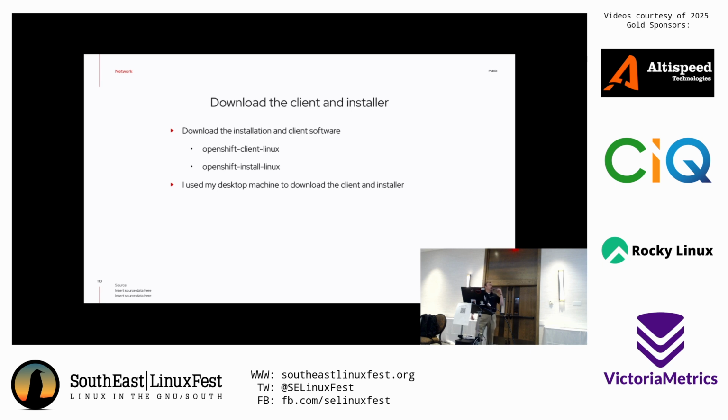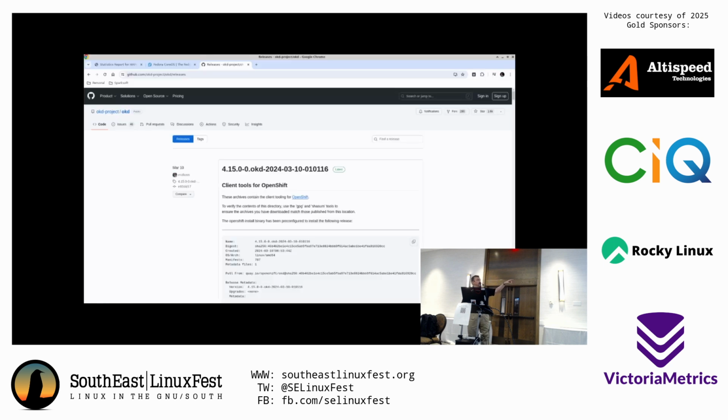So first thing is I download the installation software and the client software. The installer is literally that. It is the installer so that it's going to go out and talk to the various nodes. The client is for managing your OpenShift or OKD environment. So I downloaded those two. I just went to the GitHub for OKD. You can go to releases, find it. This is an older release.